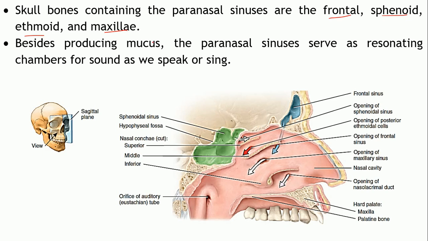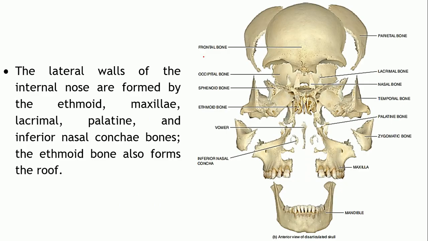Okay. Now, as we have seen, they produce the mucus and it is secreted within the nasal cavity, right. Now, apart from that, these sinuses also serve as resonating chambers. So, it will help us to vary these sounds, say for example, when we speak or when we sing. It will help in that variation of the sound, that is because of these paranasal sinuses.